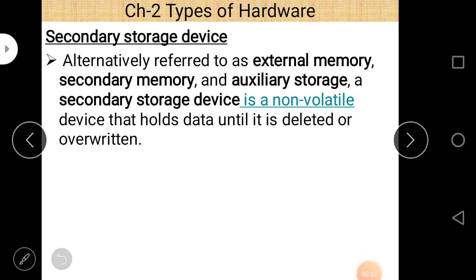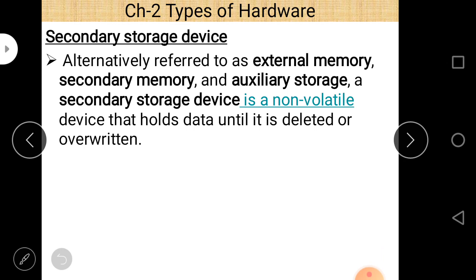Good morning students. Today our topic is secondary storage device, and in this topic we are going to discuss different types of secondary storage device. This is computer fundamentals part 4. We already discussed some computer fundamentals in our previous lectures, and in this lecture we are going to discuss different types of secondary storage devices.